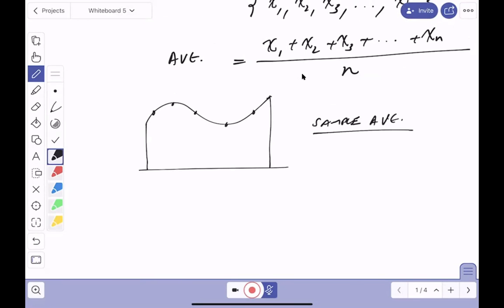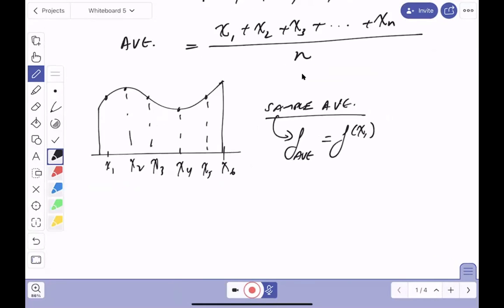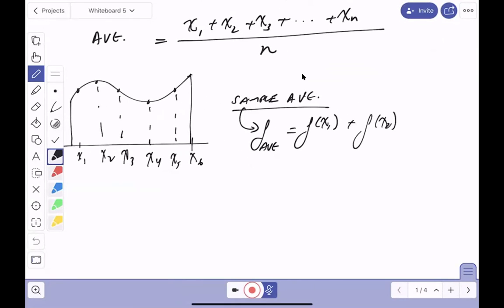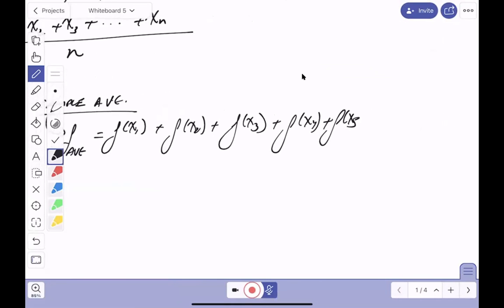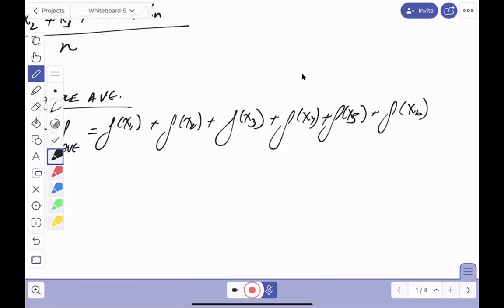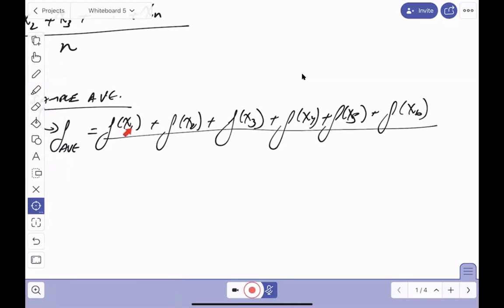So what would it be? I would say, this one over here would be x1. Then take another point over here, x2. Take another point over here, x3. Another point over here, x4. Another point over here, x5. Another point over here, x6. So really the sample average of the function is going to be this: f of x1 plus f of x2 plus f of x3 plus f of x4 plus f of x5. Well, I get up to 6, don't I? Plus f of x6. How many things are there? Let me count them up for you. 1, 2, 3, 4, 5, 6. Put that down. That's a sample average.